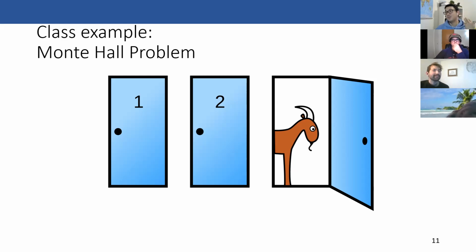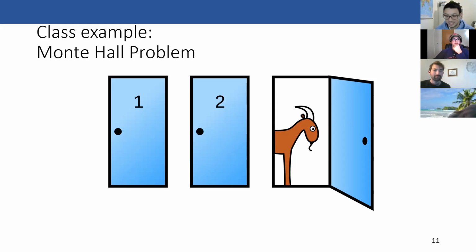And so what is your answer? I think I remember that it actually matters. I would think that it wouldn't, but. So why do you think it wouldn't matter? Because it seems like, all right, you've shown me a goat. Now there's a 50-50 chance of one being a car and one being a goat. Yep. Okay.